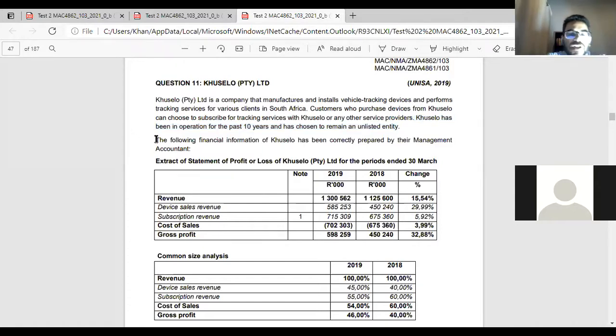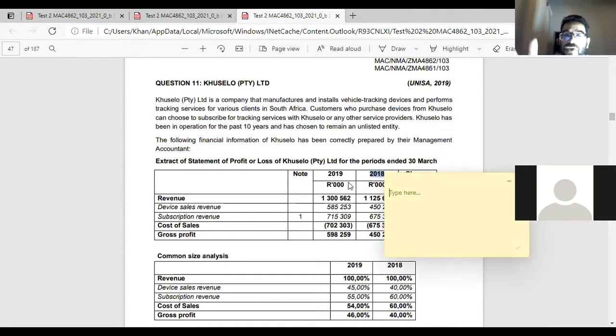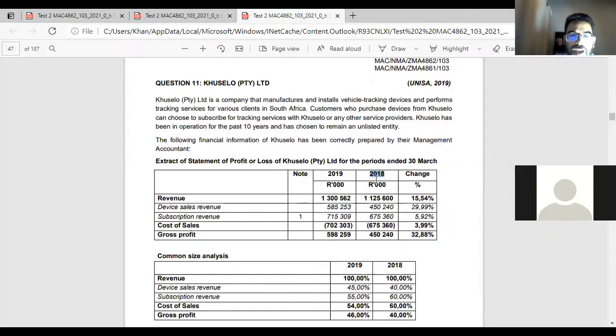The following financial information of Kuselo has been correctly prepared by the management accountant. Extract of statement of profit or loss of Kuselo for the period ended 30th March. So we have 2019, we have 2018, and we have a change, okay? So remember, you're dealing with test two. In test two for financial management, for MAC, you have covered mergers and acquisitions, valuations, and then financial statement analysis, okay? So here could be something on financial statement analysis.